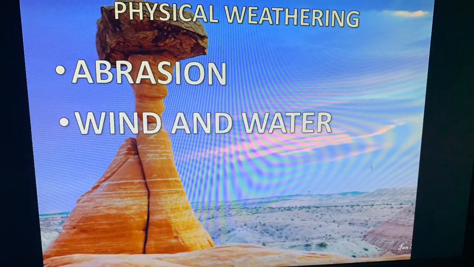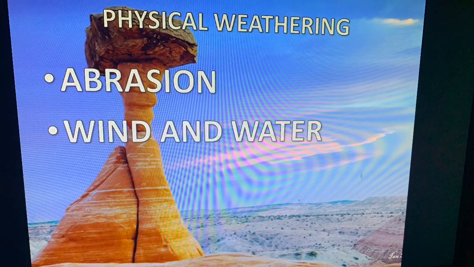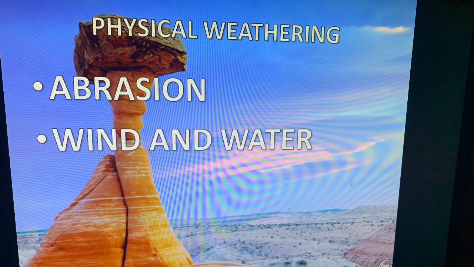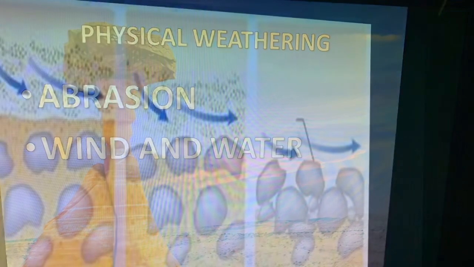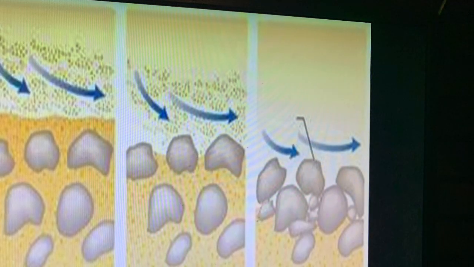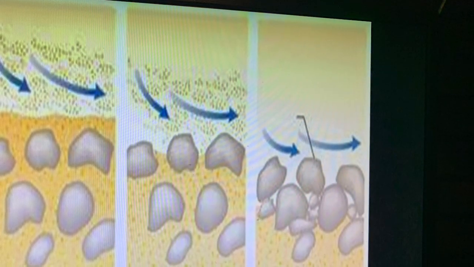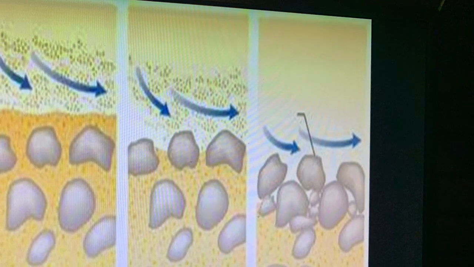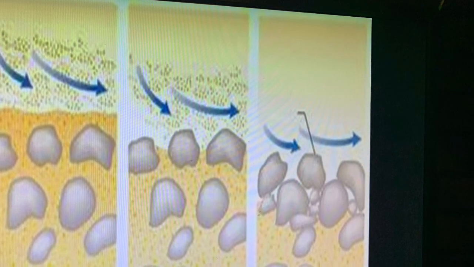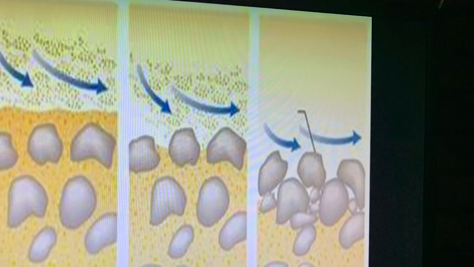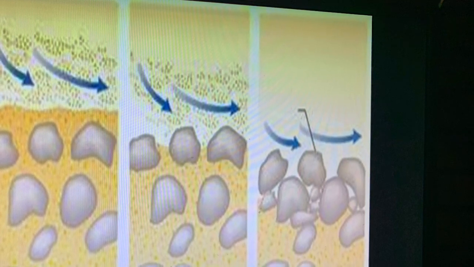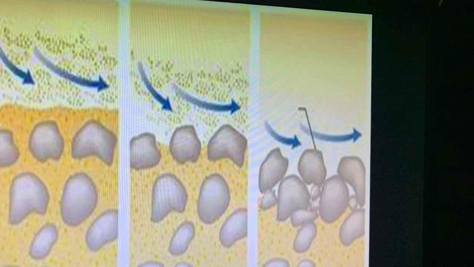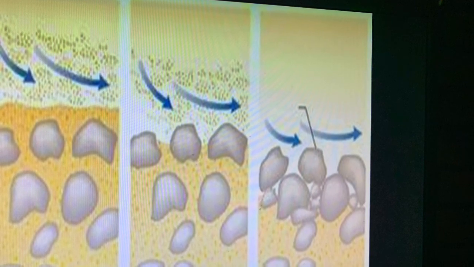So the next type of physical weathering is what we call abrasion. And abrasion is typically caused by either wind or water moving over a pre-existing rock. Now, how does this happen? Well, wind and water are always going to have little bits of other sediments, little pieces of particulate, sand, and things like that. And as that water or that wind travels along a surface, it's slowly going to wear it down through friction.